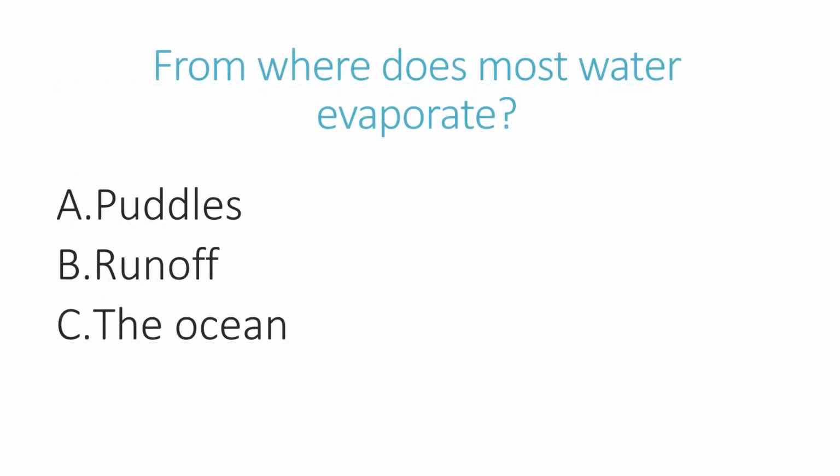From where does most water evaporate? A. Puddles, B. Runoff, C. The ocean. Please take a moment to choose an answer. The correct answer is C. The ocean.